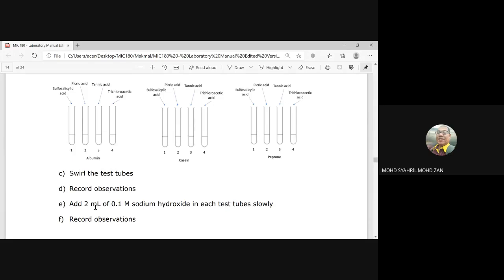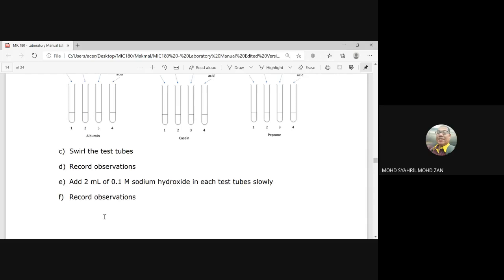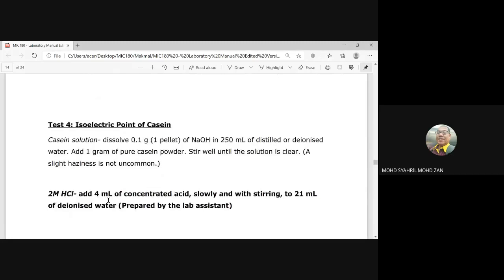Then you put about 2 ml of 0.1 molar sodium hydroxide in each test tube slowly and record the observation. What happened after that? Okay. So for the tips for the experiment here, if you put 0.1 molar sodium hydroxide after this experiment, you will get a change back into a clear solution. Okay. So test number 4 is a summary of all test number 1, 2 and 3.